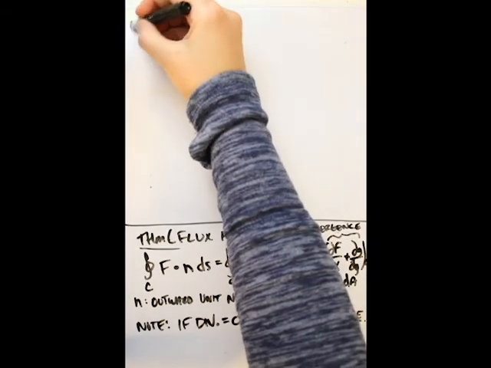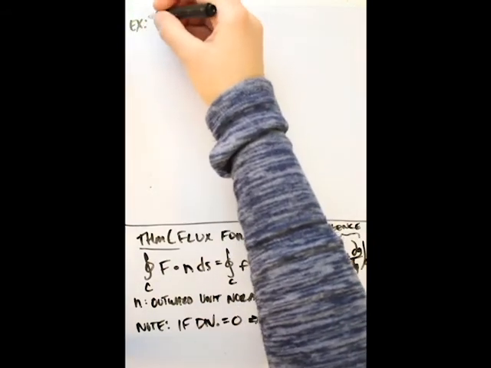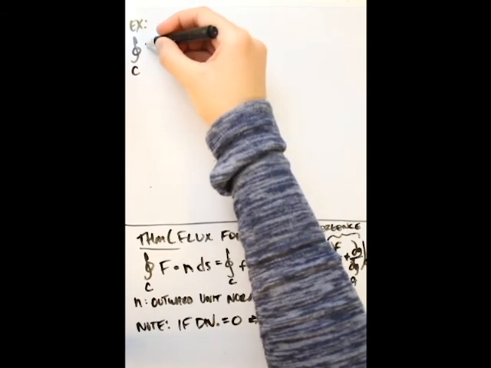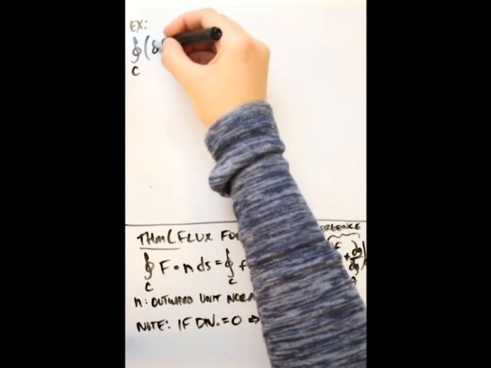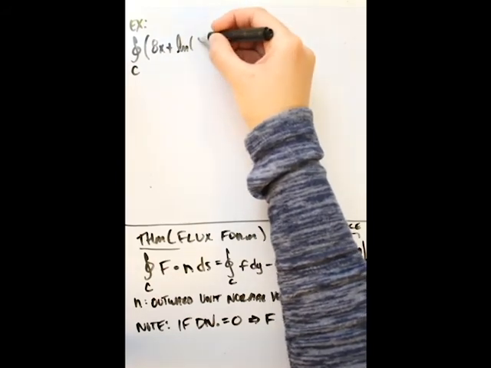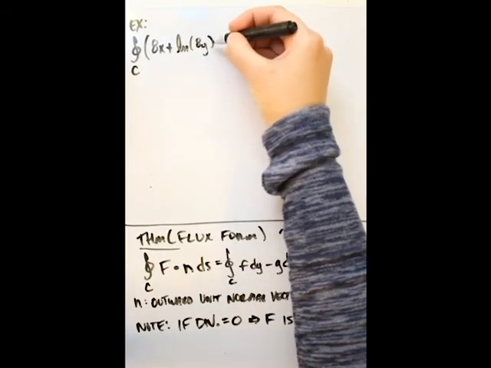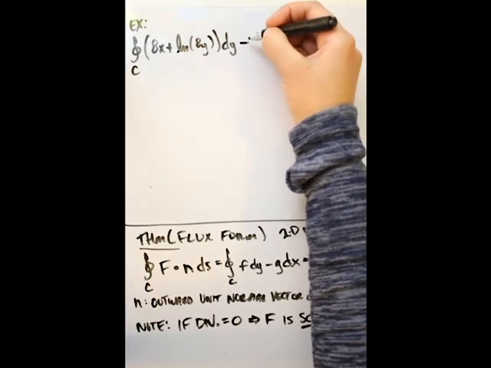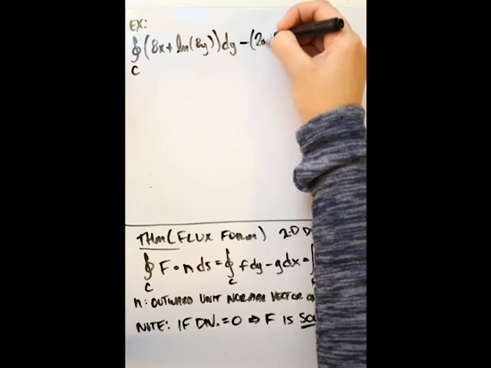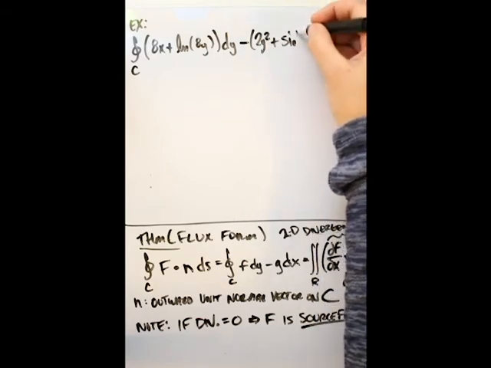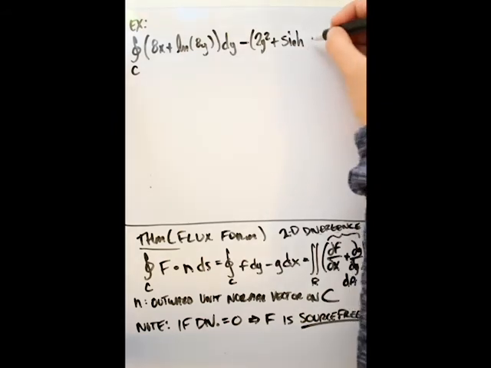Alright, so we want to consider this line integral here over our closed curve C. We'll just jump straight into the integral. This is going to be the integral of (8x + ln 8y) dy minus (2y squared + sinh) dx.